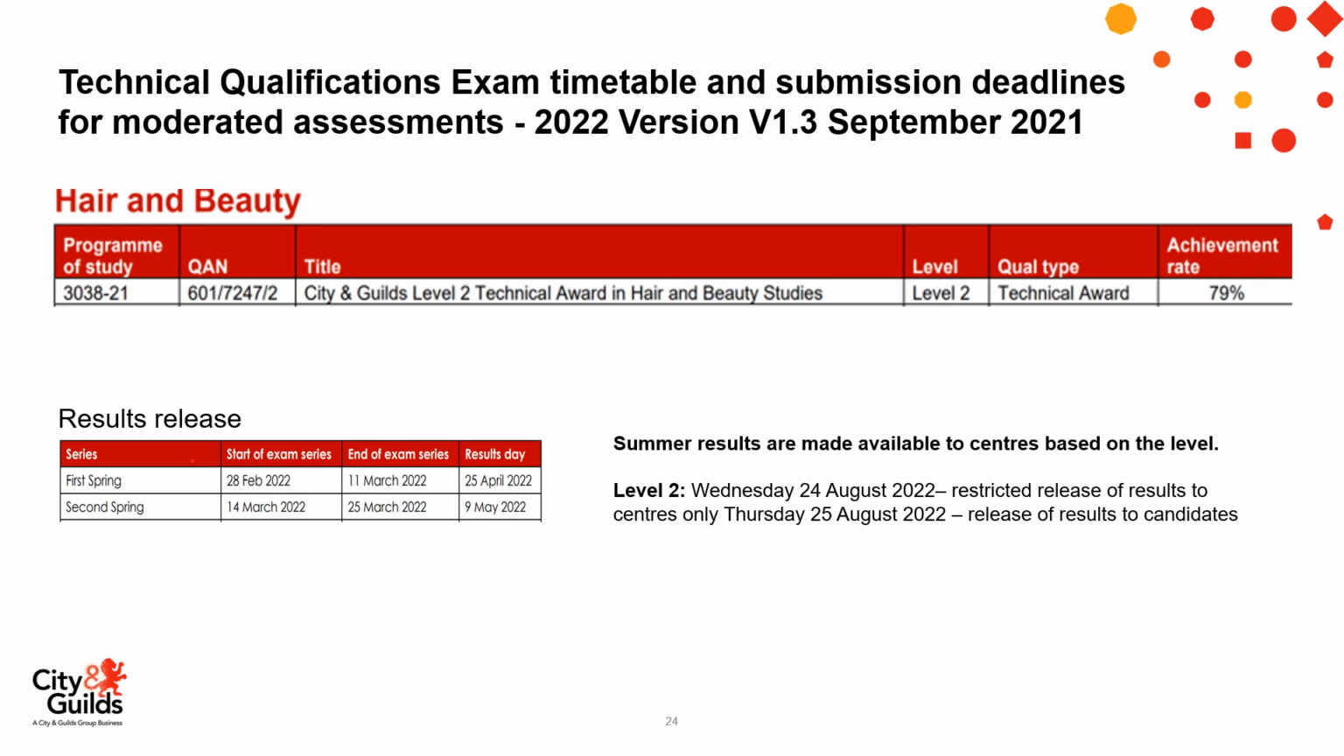Technical qualifications, exam timetable and submission deadlines for moderated assessments. So as we can see from this qualification, we have our title of the qualification, the level, the technical award type, and the achievement rate to date is 79%. The first spring series exams start in February and the second series in March. Summer results are available to centres based on the level. For level 2, the results will be released on the 25th of August.